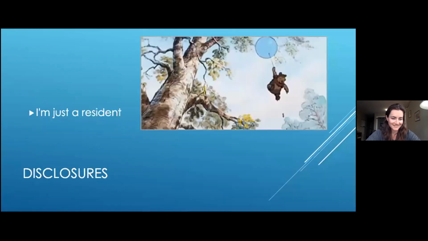So the instructions said to include a disclosures slide, and I don't have any disclosures, but when I was writing, I'm just a resident. I don't know if you guys recall this song from Winnie the Pooh, I'm just a little black cloud. It's pretty much all I could think about. And it was otherwise just a big empty slide. So anyway, there's Winnie the Pooh being a little black cloud.